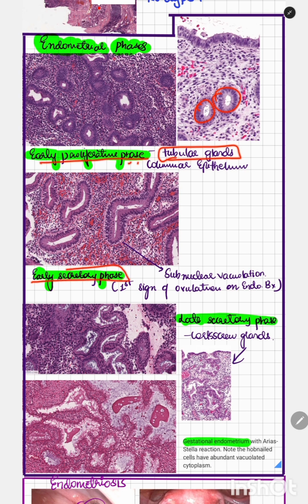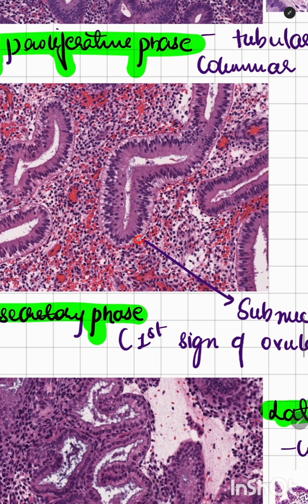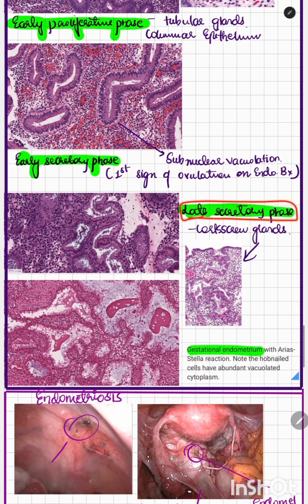Then comes early secretory phase, wherein you can see subnuclear vacuolation, and the glands will also become a bit dilated. So this subnuclear vacuolation is the first sign of ovulation, which you can see in endometrial biopsy. This vacuolation which you are seeing under the nucleus is known as subnuclear vacuolation. The third stage is late secretory phase, where the glands will appear in the form of corkscrew. So these are known as corkscrew glands. These are all corkscrew appearance of the glands seen in late secretory phase.